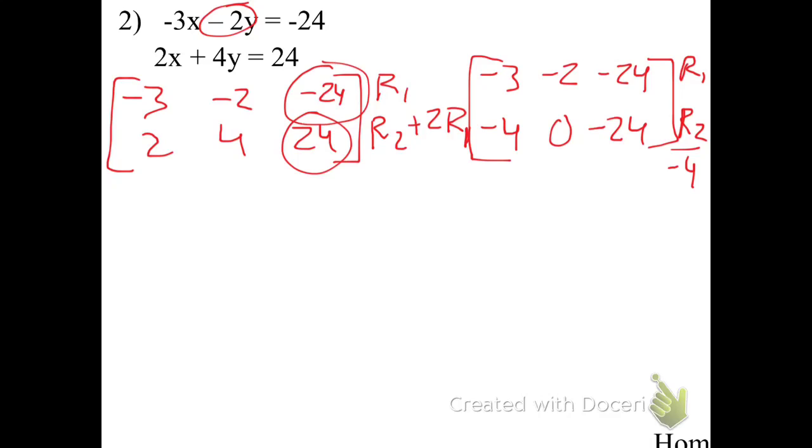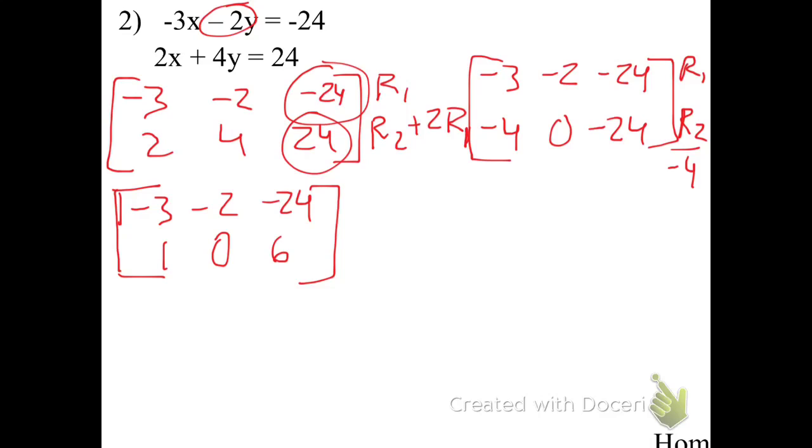Now let's leave row 1 the way it is right now. So row 1 staying the same. And we're going to take row 2, divide by negative 4, and that gives us 1, 0, and 6. Okay, now we can take this second row if we times it by 3 and add it to the top one, we'll get a 0 out front, which is ideal. So take row 1, you're going to add 3 times row 2, and row 2 doesn't change.